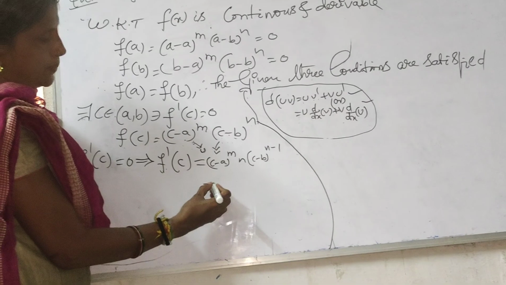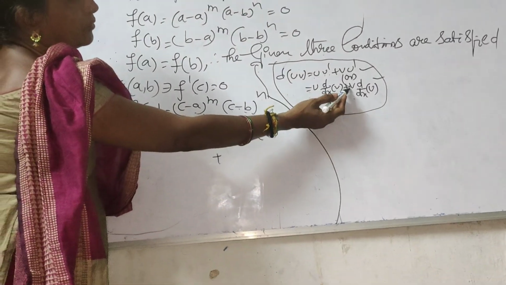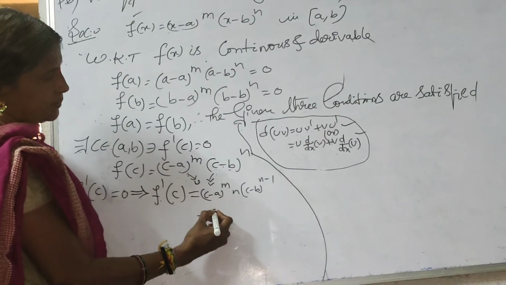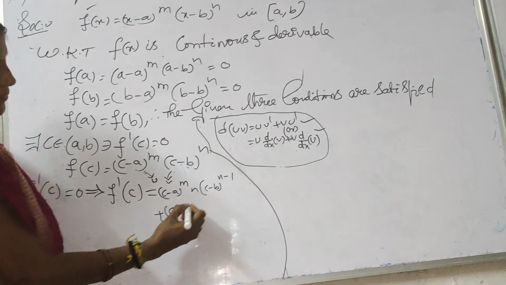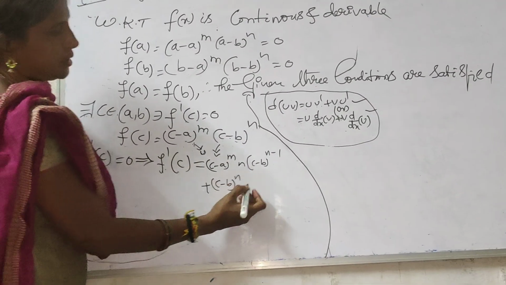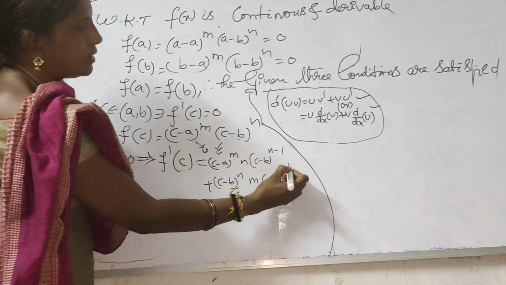Next, plus. Here V is the constant. Now plus V, which is C minus B whole power n, into the differentiation of U, that is m into C minus A whole power m minus 1.